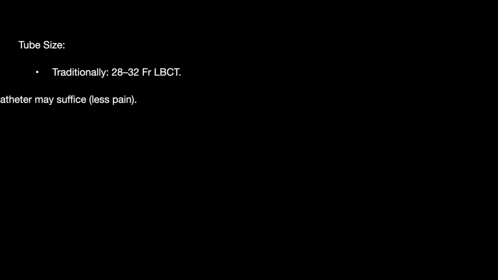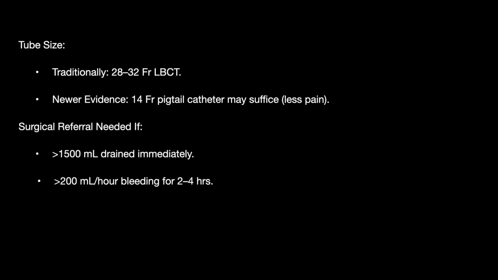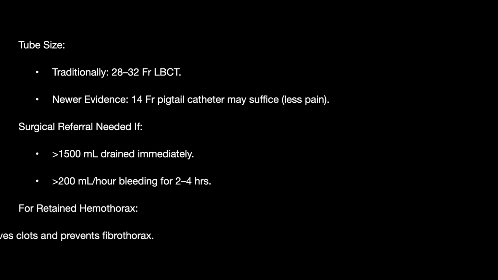The tube size is large. Newer evidence is that you can put in a 14 French pigtail, which may suffice in many cases. Surgical referral is needed if the drain is returning very large amounts, that is 1.5 liters, or more than 200 per hour of blood. For retained hemothorax, early VATS is better to remove the clots because it can prevent fibrothorax from happening.